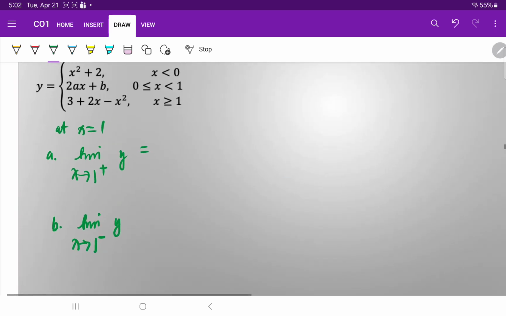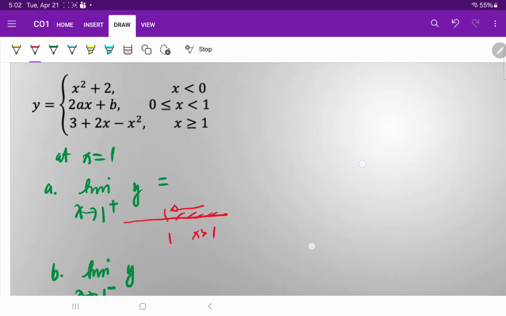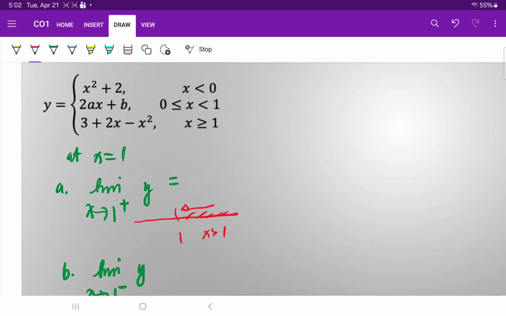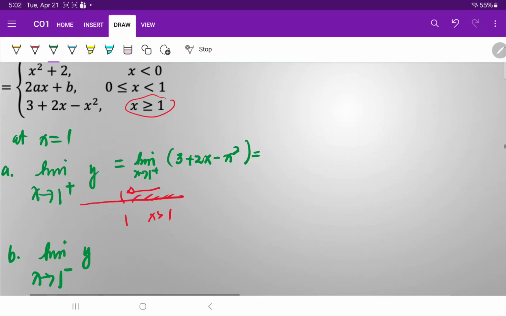So if you come from the right of 1, this region is x greater than 1. So if it's greater than 1, which one here is greater than 1? What will you substitute for y? This one is greater than 1. Right? So therefore, we have here the limit of 3 plus 2x minus x squared as x approaches 1 coming from the right.